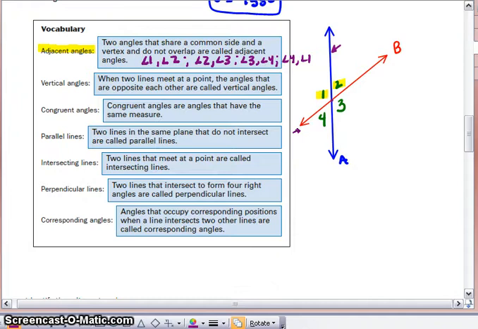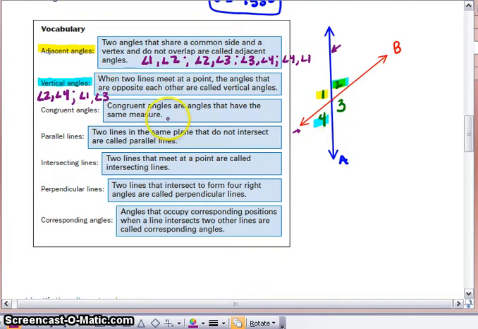Alright, vertical angles. When two lines meet at a point, the angles that are opposite each other are called vertical angles. So angle 4 and angle 2 would be considered vertical angles. So for this one, we're going to say angle 2 and angle 4. Well, there are two others as well. Angle 1 and angle 3 are also vertical angles. So I'm going to say angle 1 and angle 3 are also vertical angles.